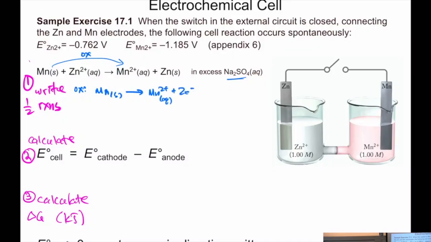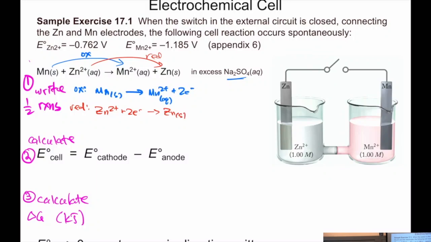Which means that the opposite must be happening to the other material. There's only one other choice here. That's the zinc. The zinc 2+ is being reduced. So the reduction half reaction is going to be zinc 2+ plus 2 electrons goes to zinc solid.